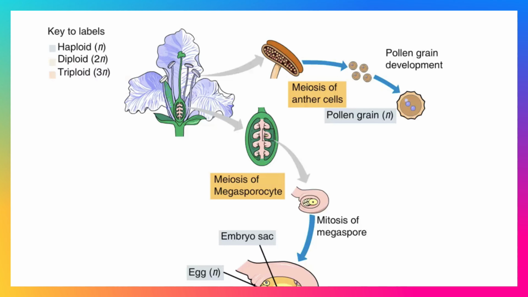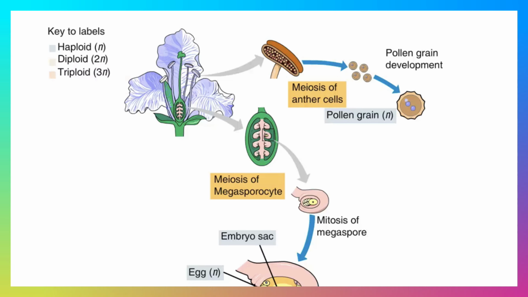The nucleus of the megaspore divides by mitosis 3 times, resulting in one large cell with 8 haploid nuclei. Membranes then grow between these nuclei to form a multicellular structure called the embryo sac, which is the female gametophyte. The large egg cell is located at one end of the embryo sac.